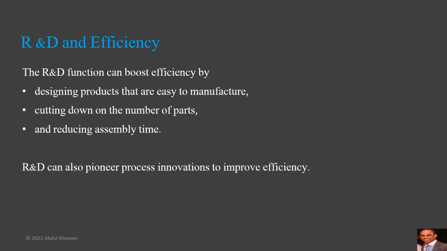Secondly, the research and development function can help a company achieve a lower cost structure through pioneering process innovation. A process innovation is a new and unique way that a production process can operate to improve its efficiency. For example, by cutting down the number of steps in the production process, companies can save cost and therefore achieve efficiency.